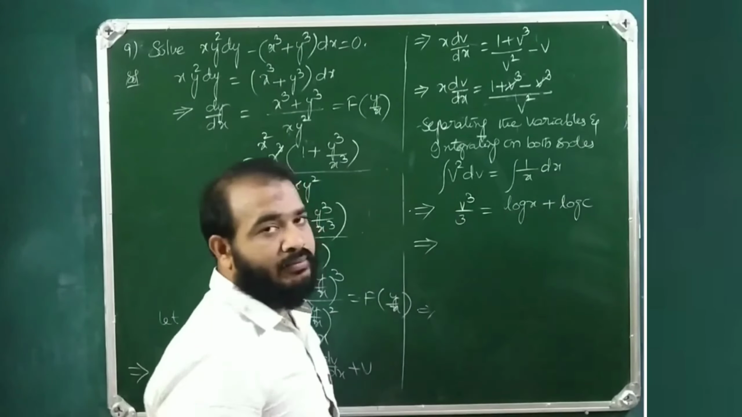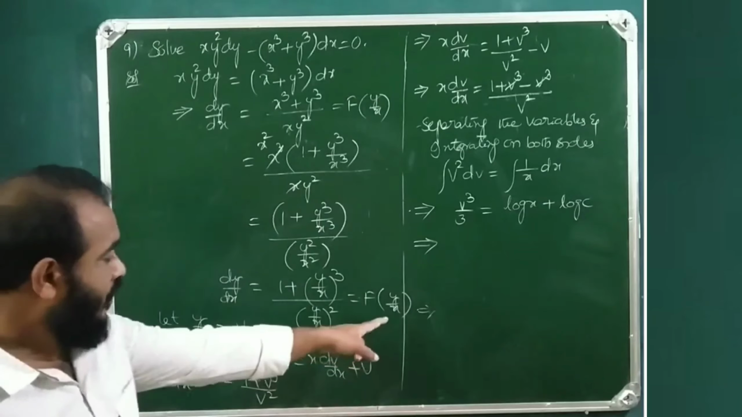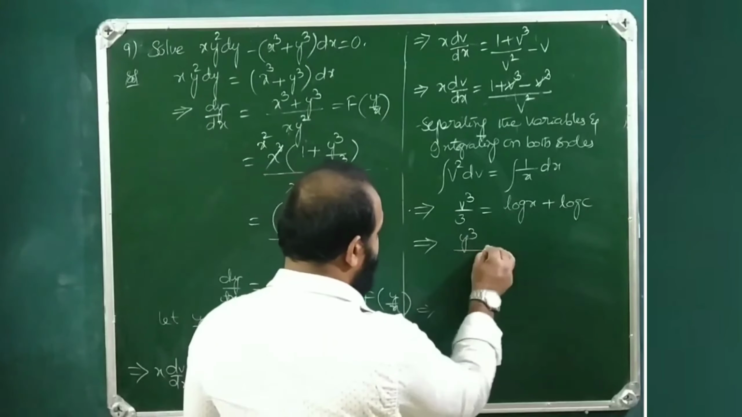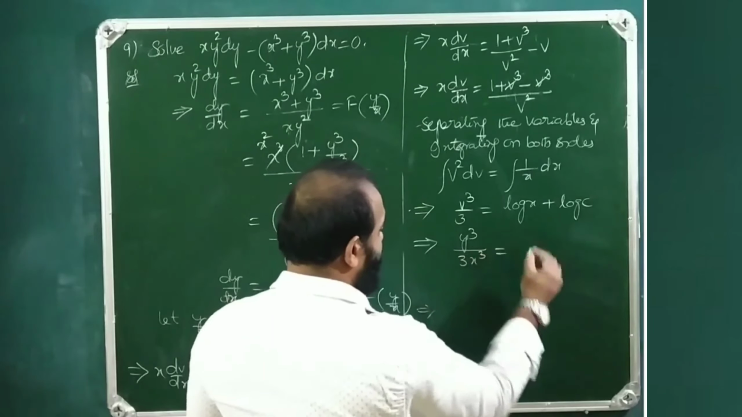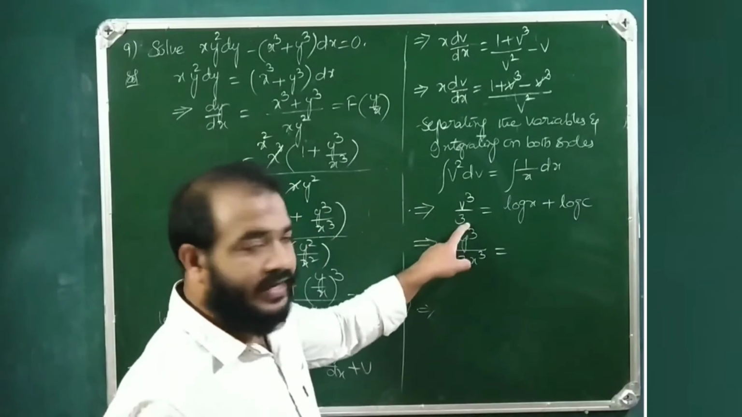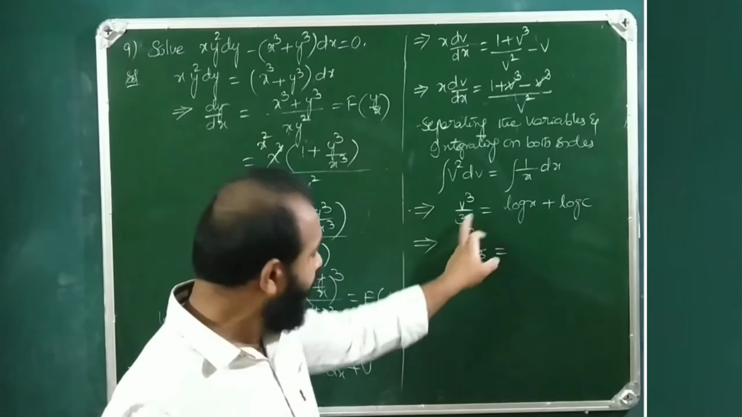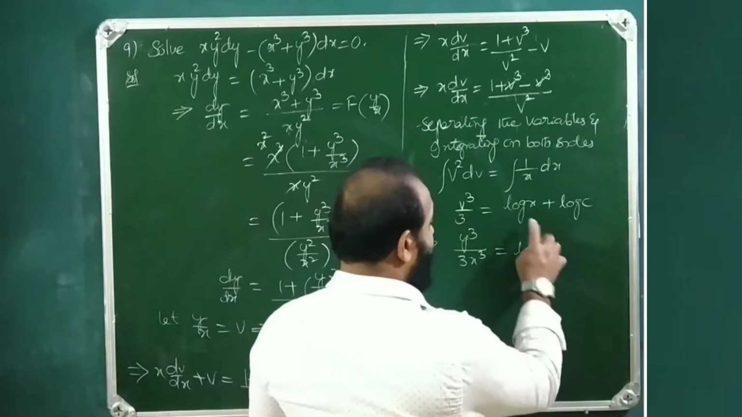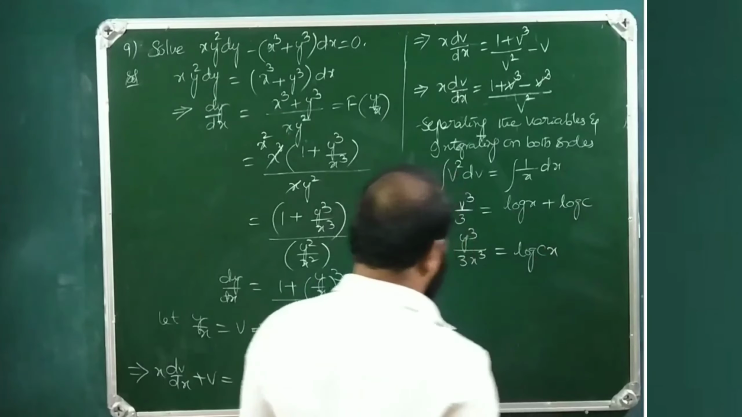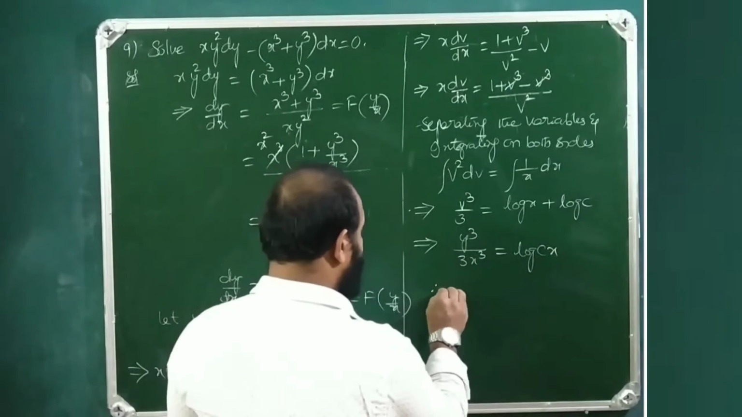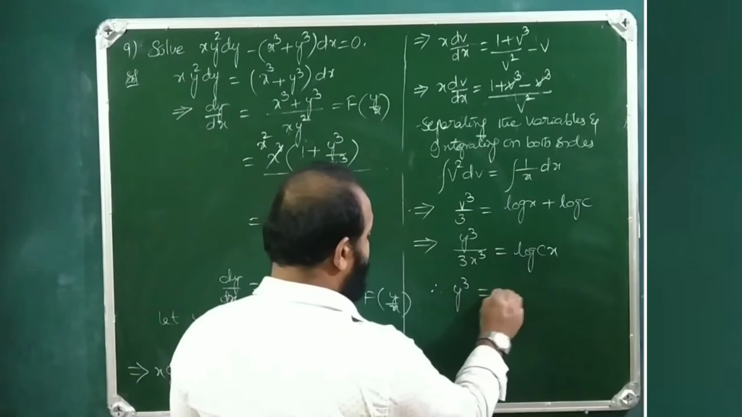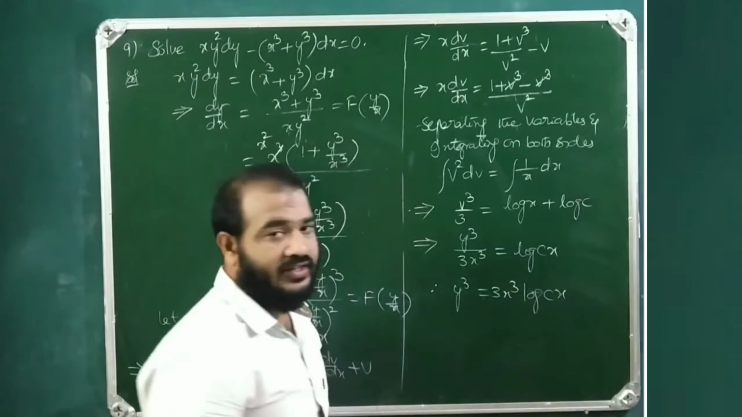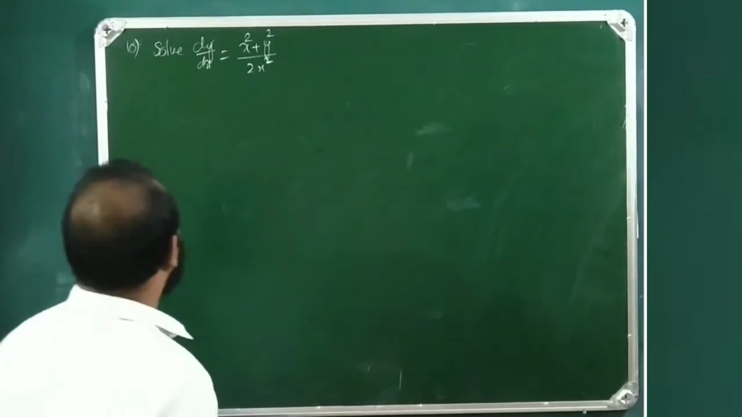What is v that we have taken before? y by x. So v cube is y cube by x cube, into 3, so y cube by 3x cube. And log c plus log x is log cx. Therefore, y cube equals 3x cube log cx is the required general solution.